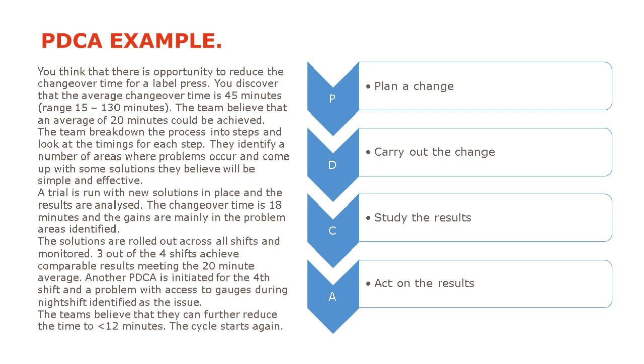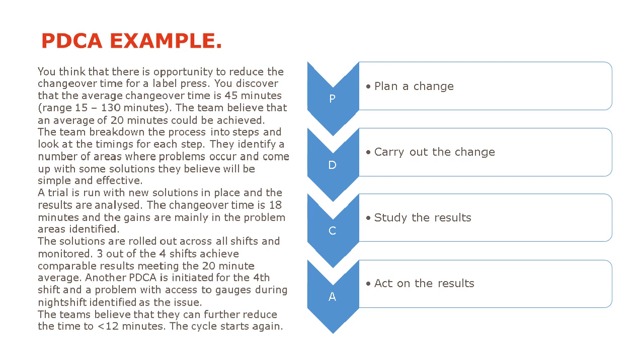They run a trial, measure and observe what happens. And they find the changeover time is 18 minutes, and the gains mainly happened in the areas where we thought there was a problem. So what they're then able to do is roll that out across all 4 shifts, and they find that it works well on 3 of the shifts, but for 1, there's actually an issue. So they've almost got to go through this cycle again and understand what's happened there.